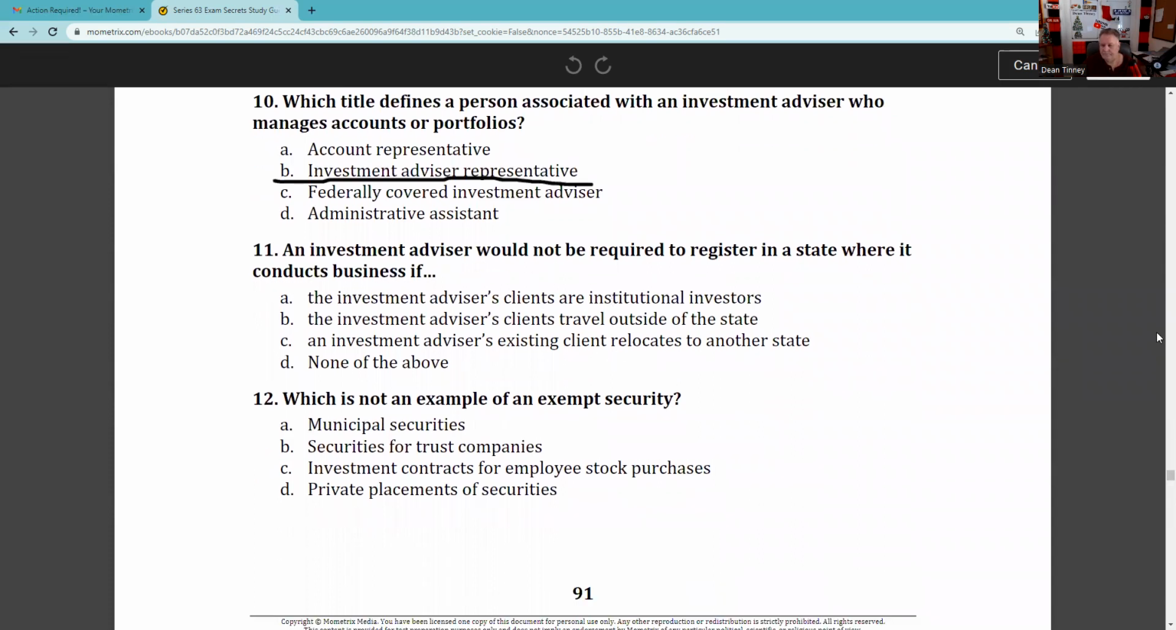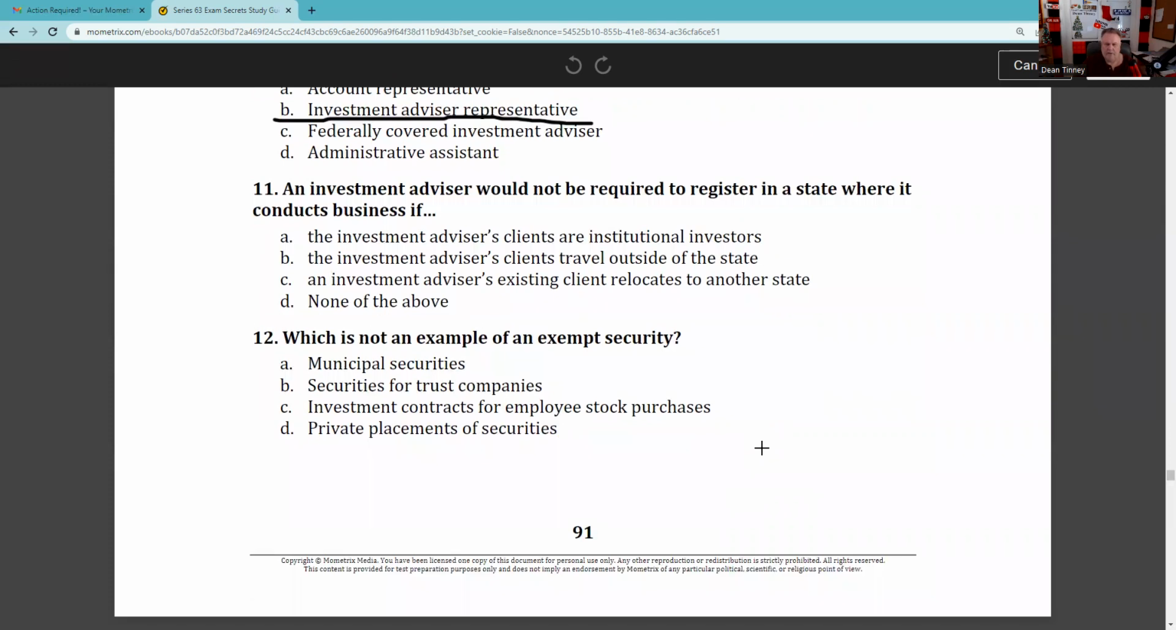All right, 11. An investment advisor would not be required to register in a state where it conducts business if the investment advisor's clients are institutional investors.